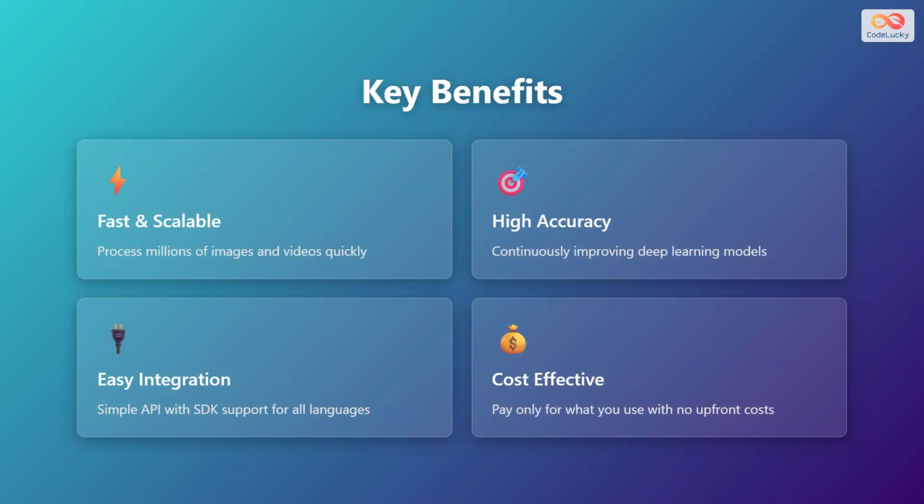Let's discuss why Rekognition stands out. It's fast and scalable, capable of processing millions of images and videos quickly without infrastructure concerns. The service offers high accuracy through continuously improving deep learning models trained on vast datasets. Integration is easy with simple API calls and SDK support for all major programming languages. Finally, it's cost-effective with pay-as-you-go pricing, meaning no upfront investment is required to get started.